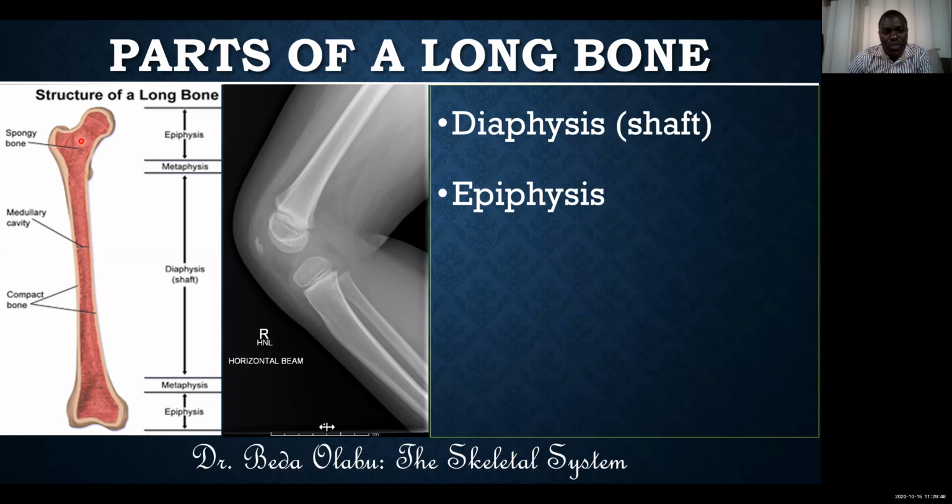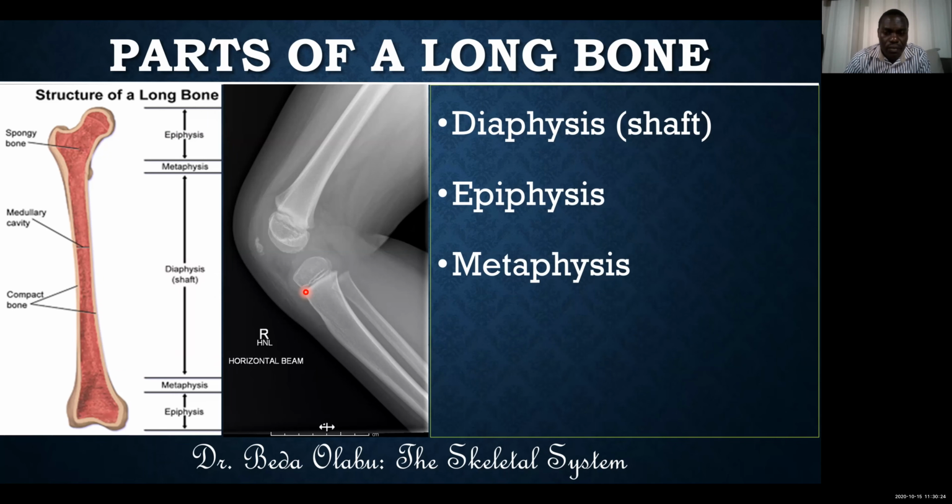The ends of the long bone are called the epiphysis. This is the distal epiphysis of the femur. This is the proximal epiphysis of the tibia. This broad region here is called the metaphysis. It is the end of the epiphysis. Sorry, it's the end of the diaphysis that we call the metaphysis.